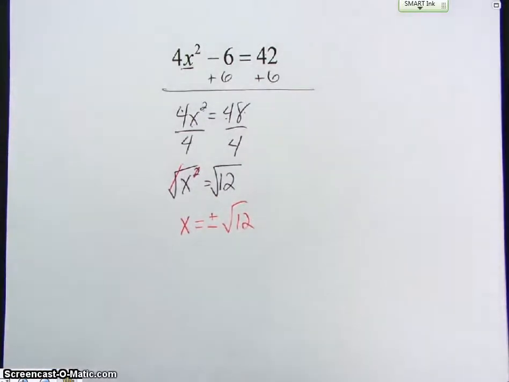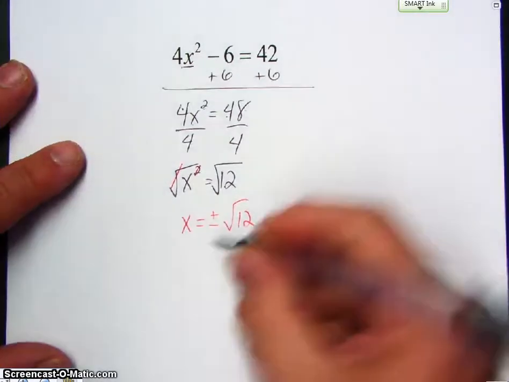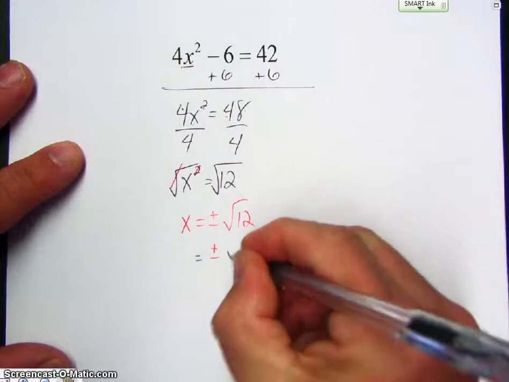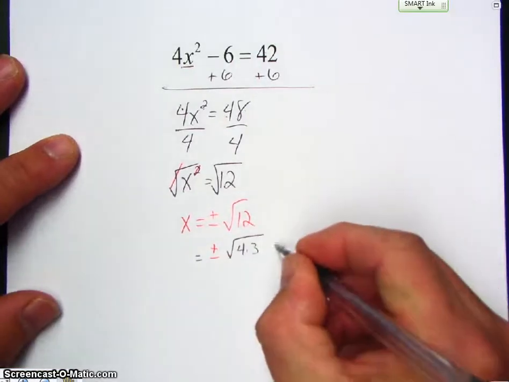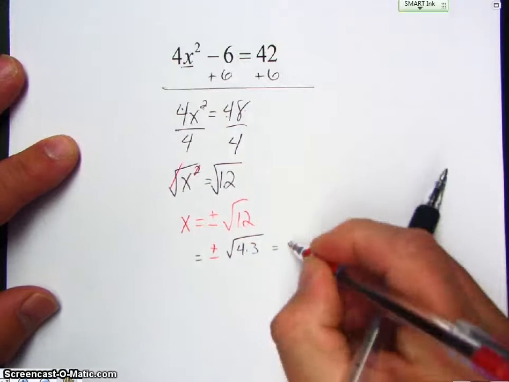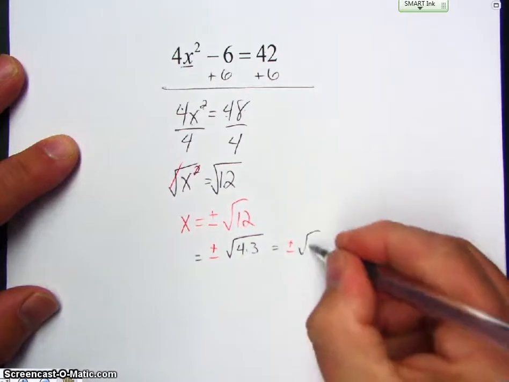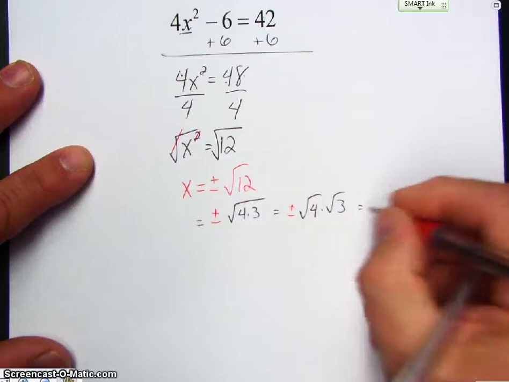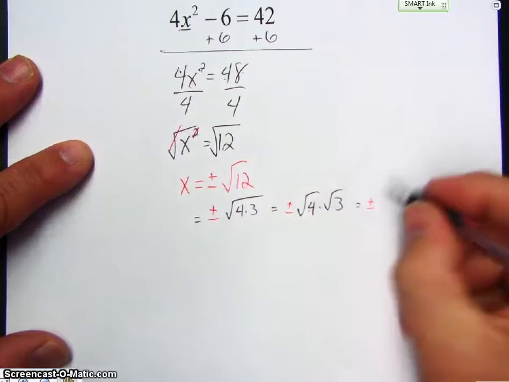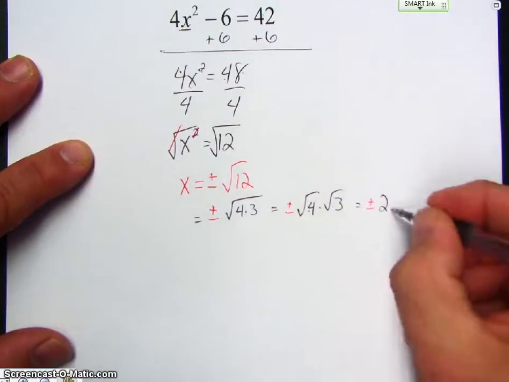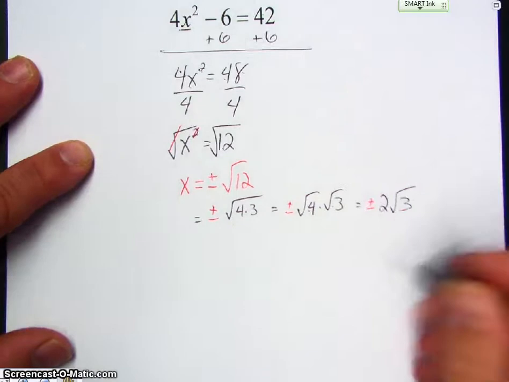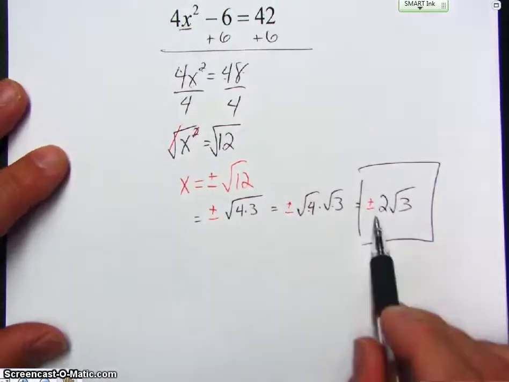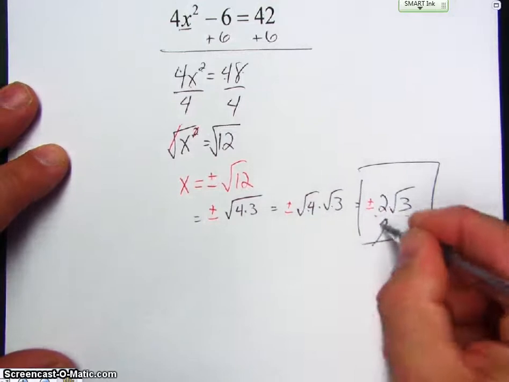And all I do now is simplify. So I keep the plus and minus, square root of 12, that's 4 times 3, so keep the plus and minus, all right, so this becomes square root of 4 times square root of 3, equals plus and minus. Square root of 4 is 2. Square root of 3 is not a perfect square, so we just leave it. So my answer is positive negative 2 radical 3. There are two solutions here.